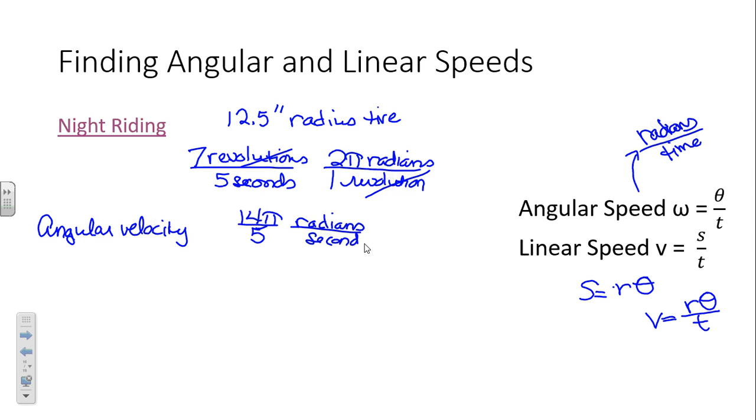Angular velocity times the radius of the tire, okay? So our angular velocity, we said, was 14 pi over 5. And we're taking that times the radius of the tire, 12.5 inches. So 14 times 12.5 divided by 5. And we're talking about 35 pi, if I typed it in right, 35 pi inches per second.